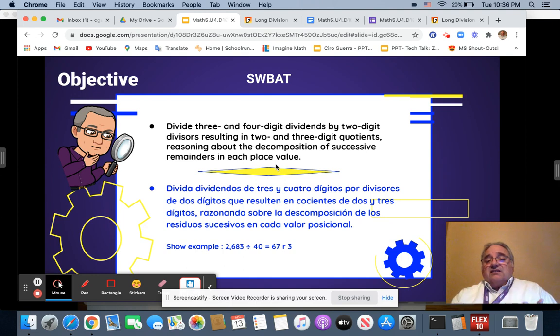Let's make it a lot simpler. The way I look at it is looking at a division problem. The dividend is going to be 3 or 4 places. We're going to divide it by the divisor, which is going to be 2 or 3 digits. And then our quotient, the answer, is going to be 2 or 3 digits. And it will have a remainder. That is what all that is saying. Simplify it by looking at the problem.